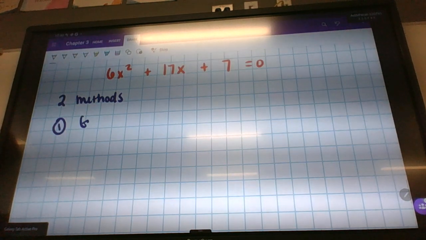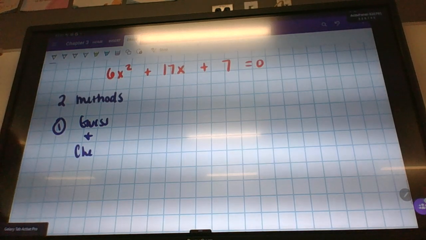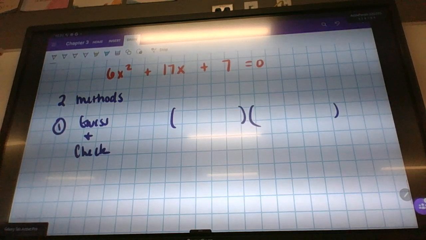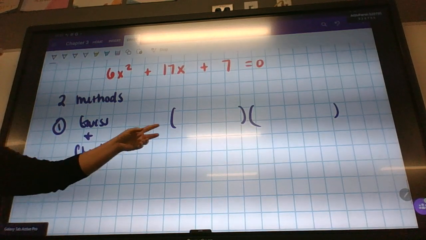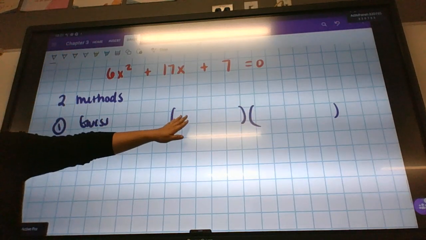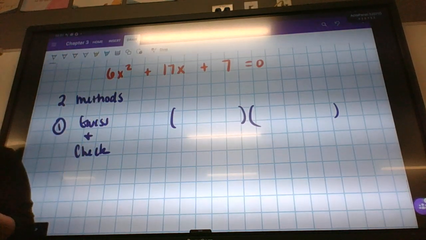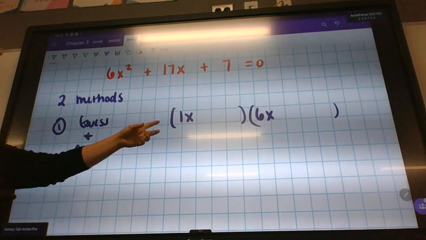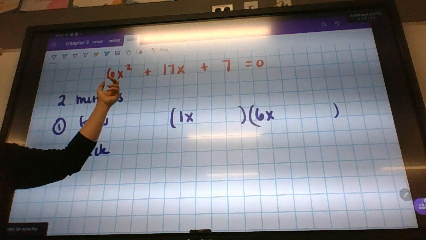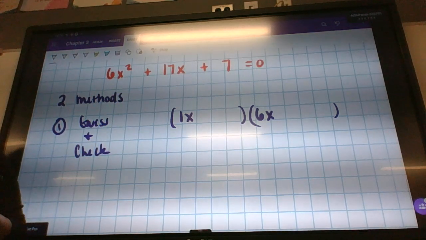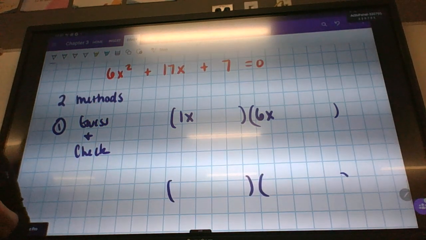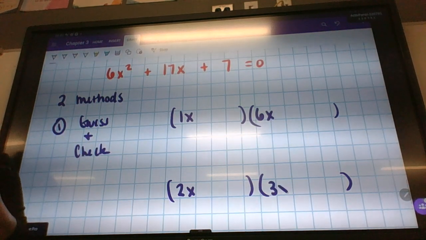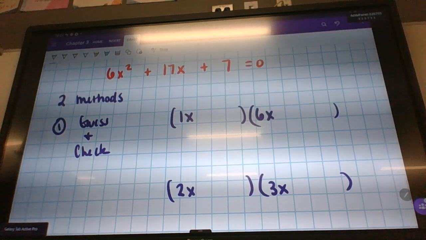Method number 1 is a guess and check. So for the guess and check method, I go straight to parentheses and I just try to figure it out. Now I know when I FOIL this, I need numbers in the beginning that will create a 6. So perhaps I want 1x times 6x. 1x times 6x would make 6x squared. This is me guessing and checking. Or if I need a 6x squared, maybe I'll try 2x times 3x. That'll also give me 6x squared, right?